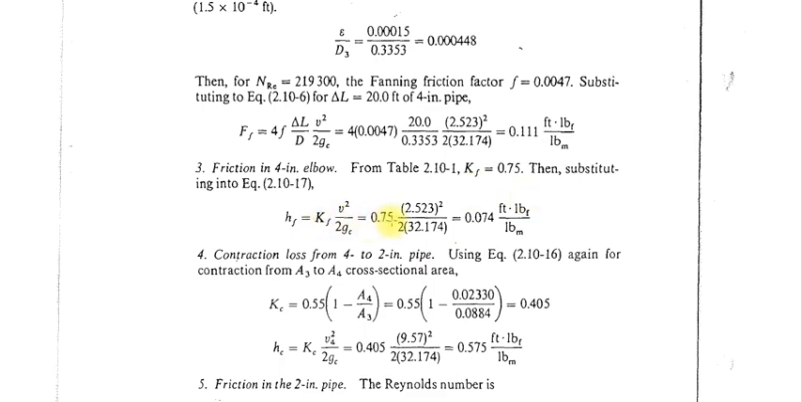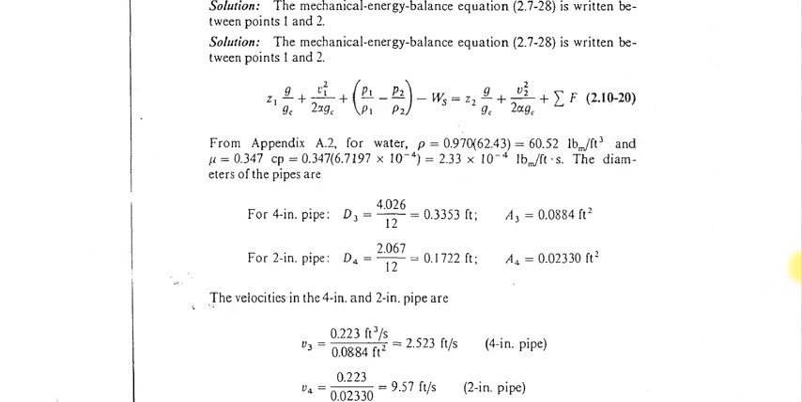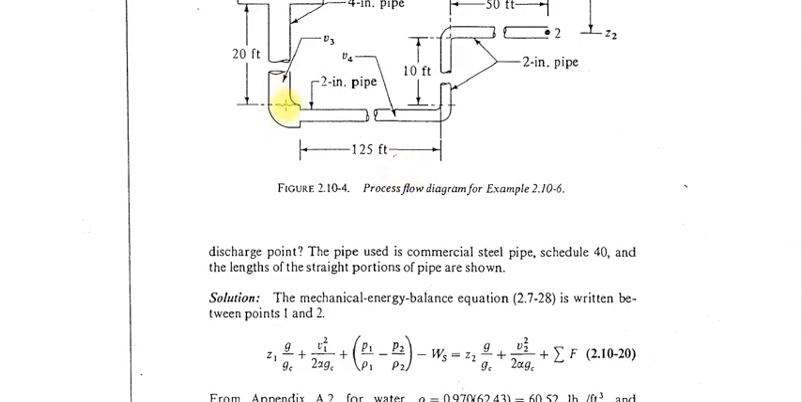Kf equal to 0.75. V is 2.523 squared. gc is 32.174. You can calculate the value of friction loss in the 4-inch elbow, that is 0.074. So where is the 4-inch elbow? The 4-inch elbow is this. Here the fluid is changing direction from vertical to horizontal. Due to this change of direction you have the energy loss, which we have calculated now.